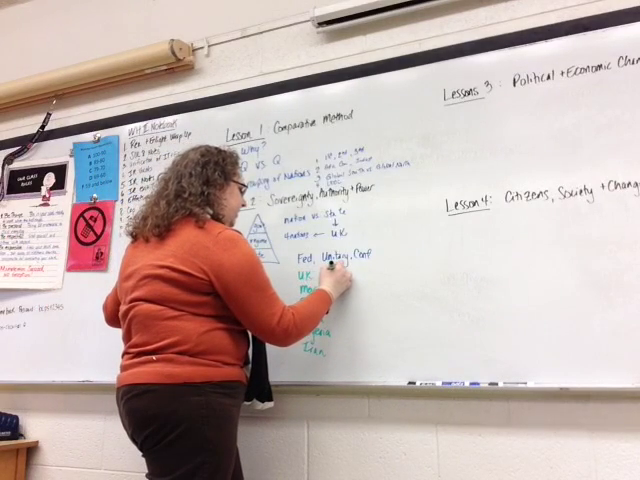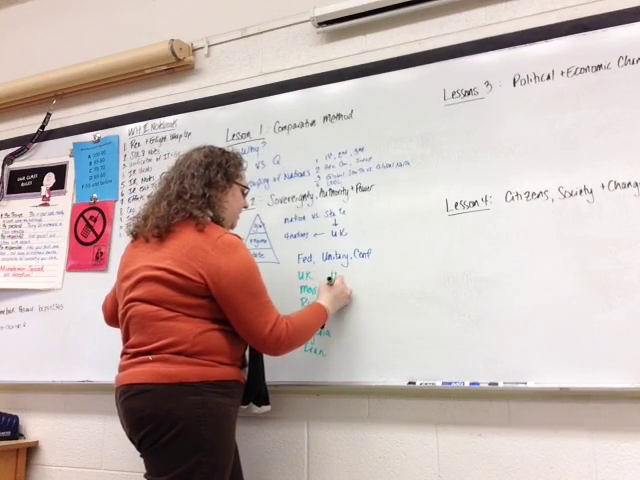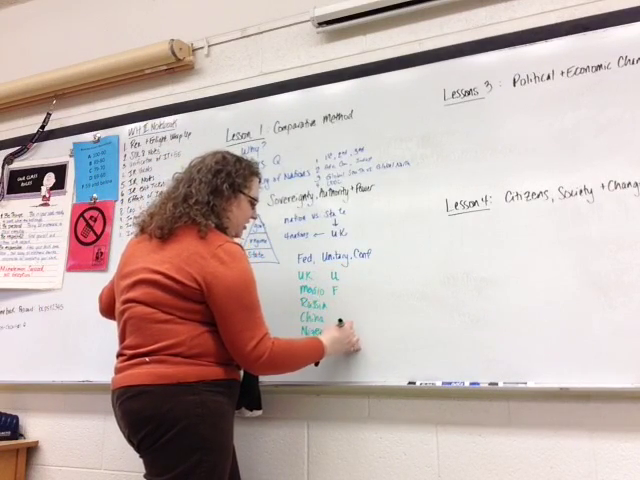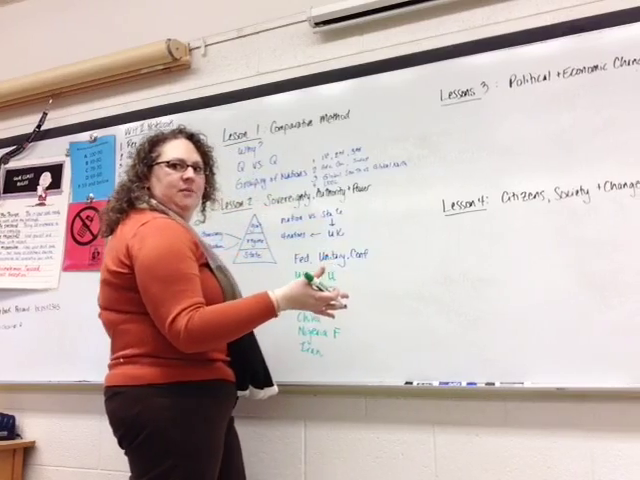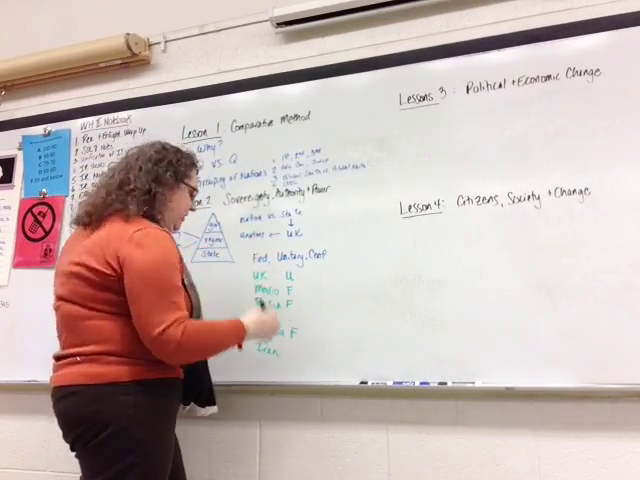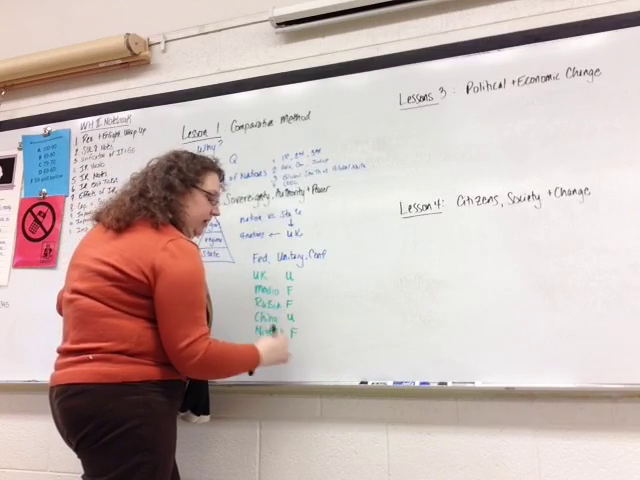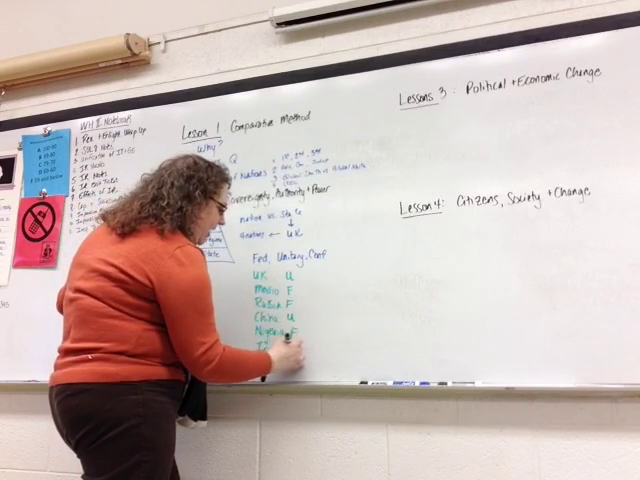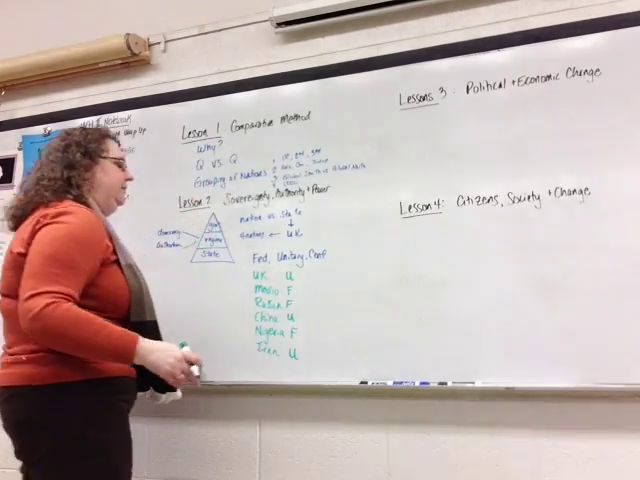So if we're thinking about our countries, the UK is going to be unitary. Mexico is going to be federal, as is Nigeria. Remember, when all else fails, they're going to be the most like the U.S. Russia is also federal, not unitary. China is going to be unitary. They don't want to give up any power. Iran is going to be unitary.